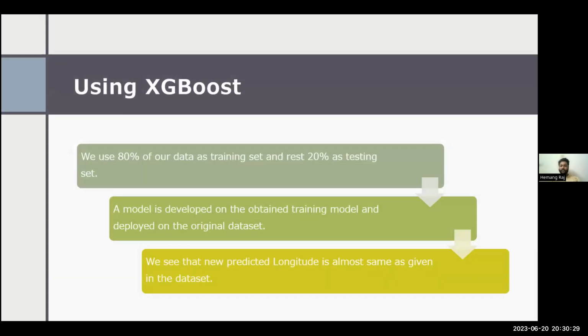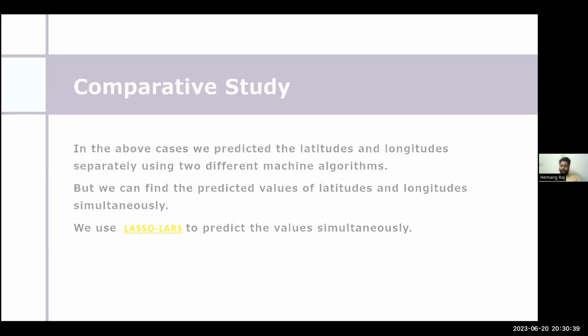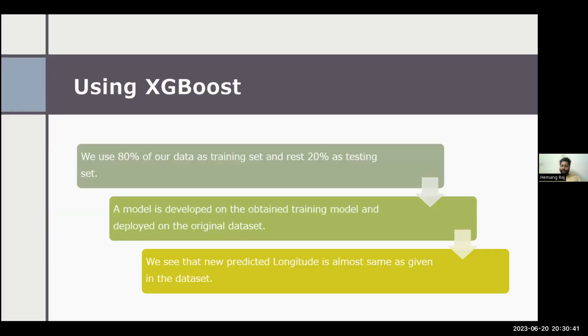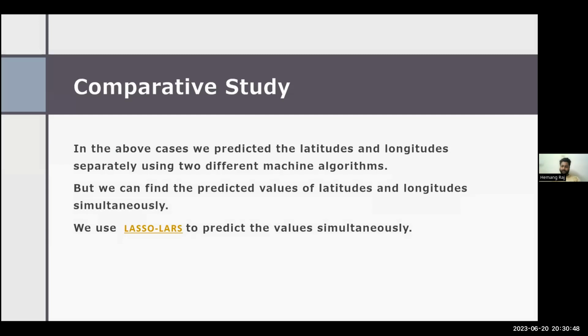So using XGBoost, we again use 80% of our data as the training set and 20% as the testing set. We develop a model and we deploy that model on the given data set. In the above case, using XGBoost also, we get a very nice score of 0.999. Now what I try to do is a comparative study. In the earlier case, I predicted the latitude and longitude separately for the vehicle. In this case, I am trying to compute the latitude and longitude simultaneously, which is again possible.